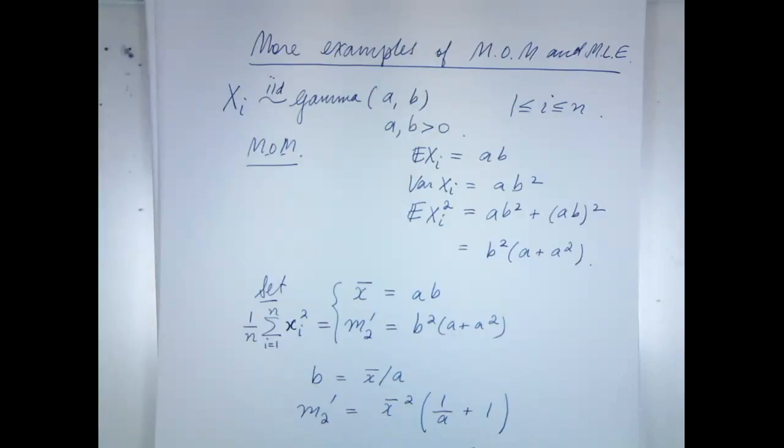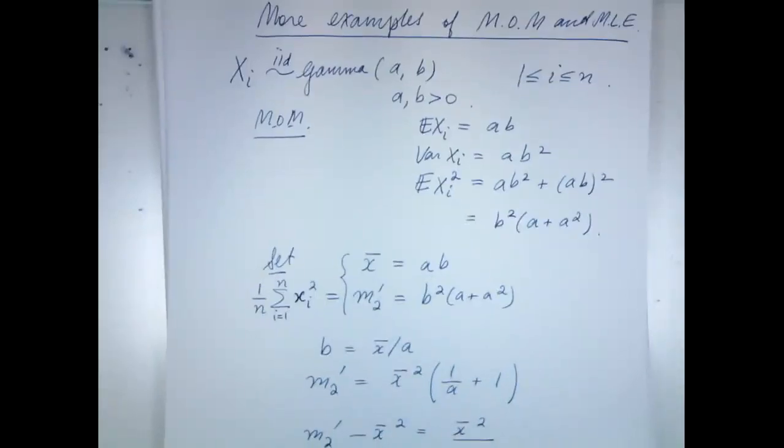So ultimately the solution we find for A hat is x bar squared over M2 prime minus x bar squared, and B hat is x bar divided by A hat. So that's M2 prime minus x bar squared over x bar, but there's no longer a square because that's cancelled out.